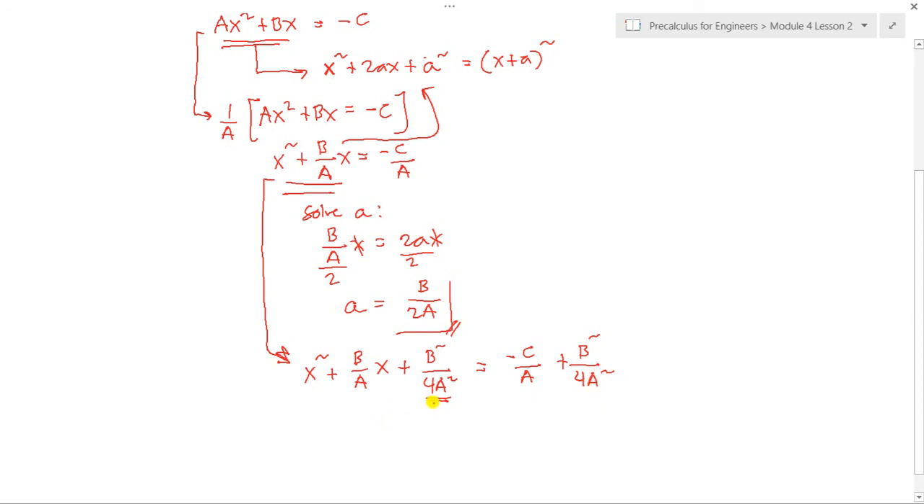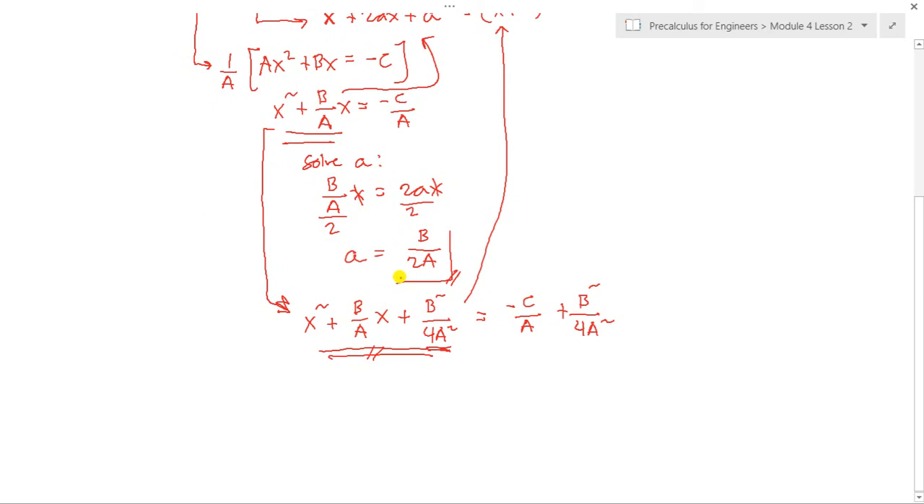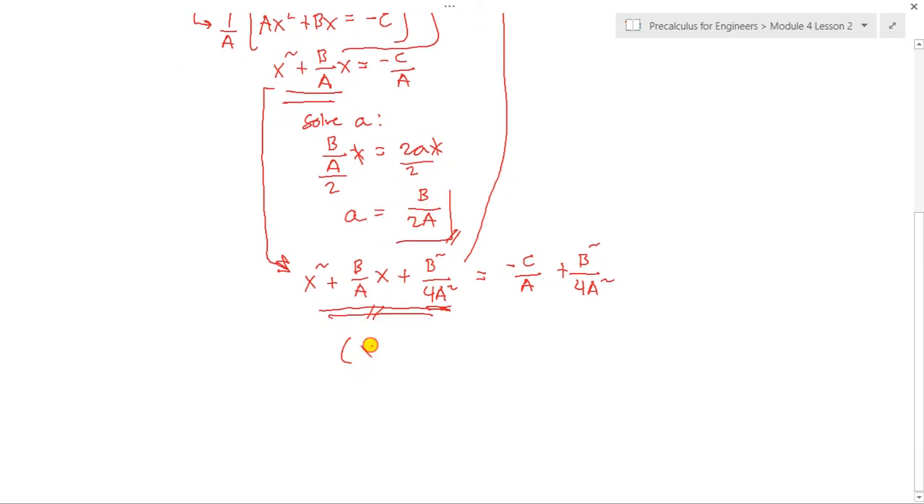And here we already know that this is a perfect square trinomial, and its factor is just equal to x plus a, squared. So what is our a? It is b all over 2a. So we can rewrite this as x plus b all over 2a, squared, which is equal to this. It is better, class, if we simplify this, or merge this as a single quotient.